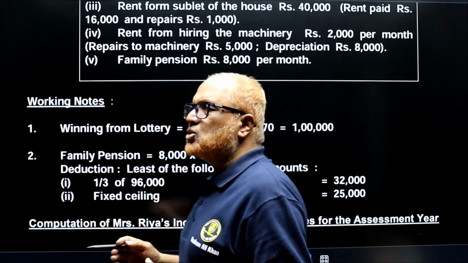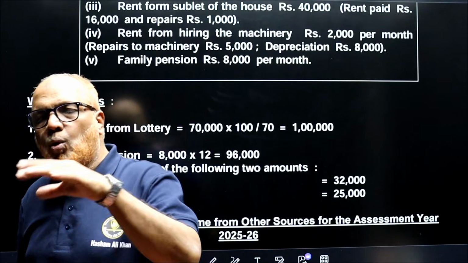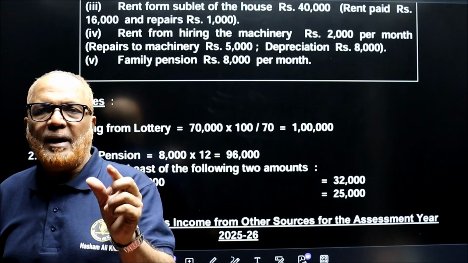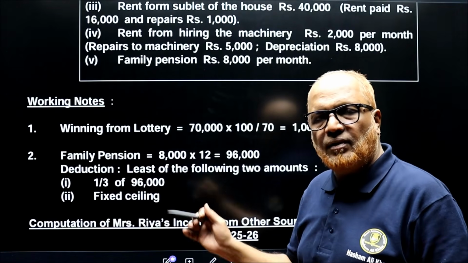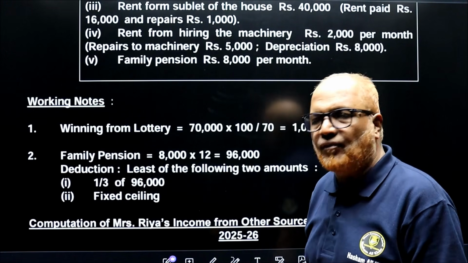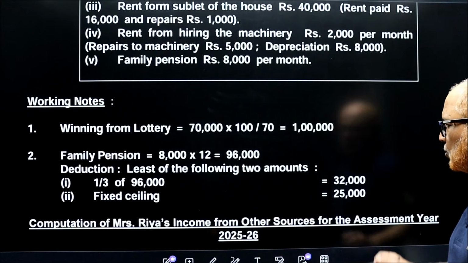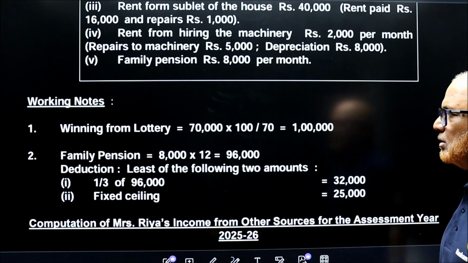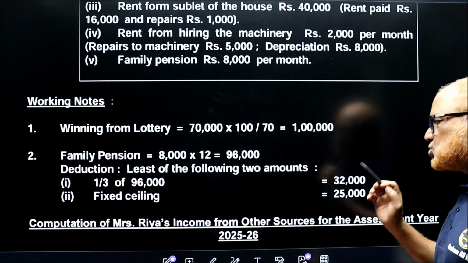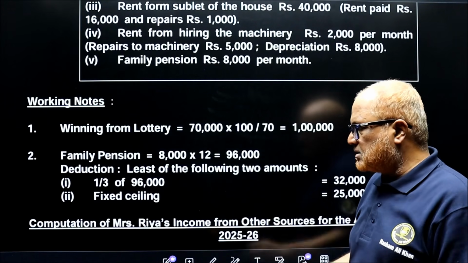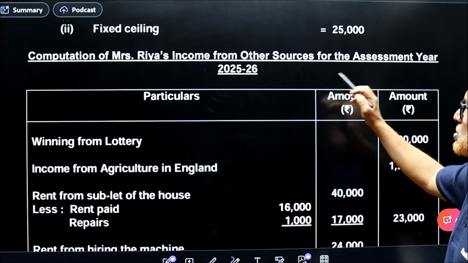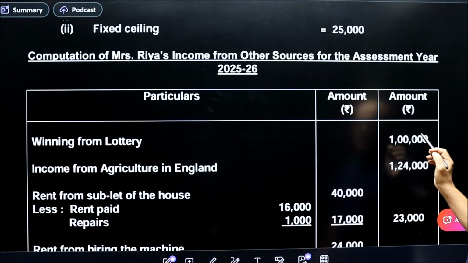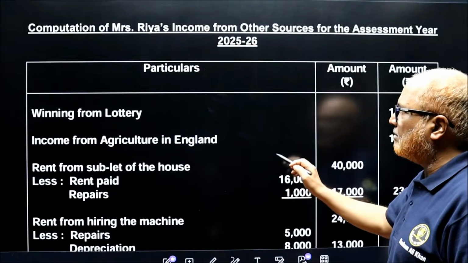If in the examination it is asking you according to the old tax regime, the maximum ceiling is 15,000. Now if nothing is given, we have to take it as the default tax regime, 25,000. The least of these two is 25,000. So 96,000 minus 25,000 is taxable. Now the computation of Mrs. Ria's income from other sources. Winning from lottery 1 lakh. In the working note we have calculated.